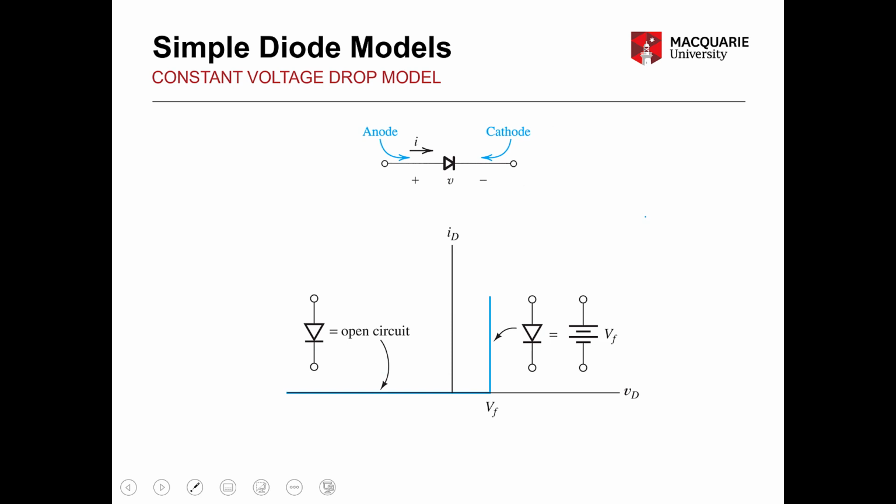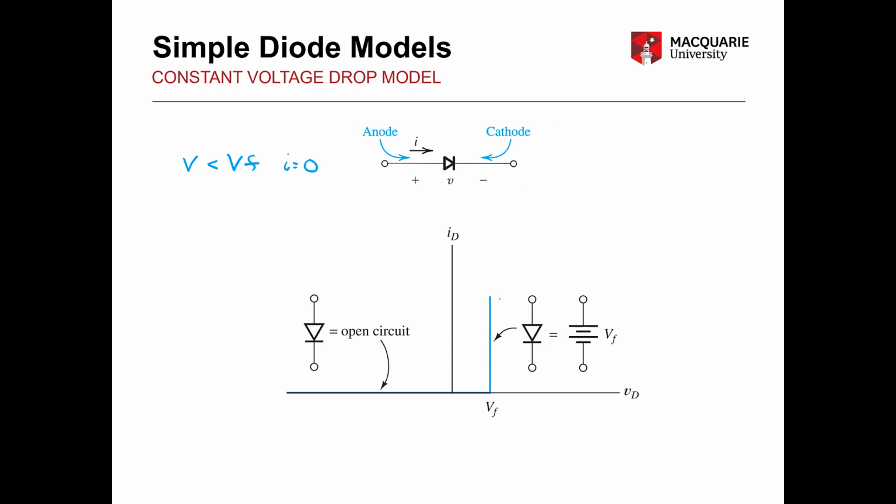Now we move on to the constant voltage drop model, and we can immediately see from the IV curve here that it bears some similarities to the ideal model, but there's a slight difference in that we have this offset before we start conducting current, and we call that VF, the forward voltage. So in the reverse condition, it's exactly the same as with the perfectly ideal model, except now our condition will be that if V is less than VF, then we have I equal to 0.